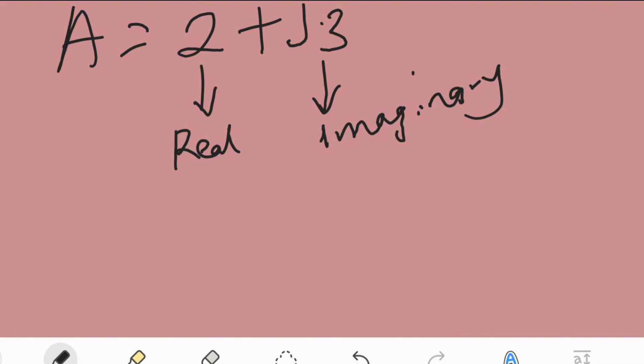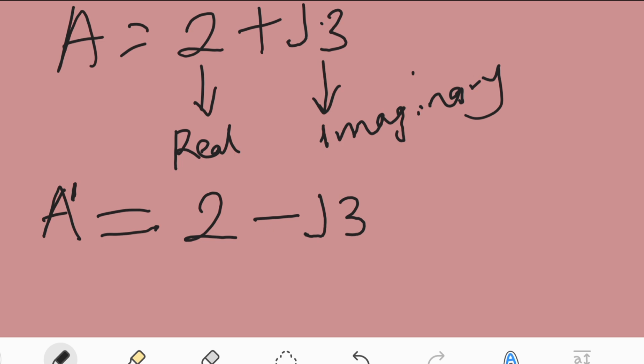So the conjugate of the complex number A, let me use A prime to represent that. So we can use A prime to represent the conjugate. The conjugate is going to be what? 2 minus j3. Now, this is what conjugate is talking about. That is just a summary of what conjugate is about.